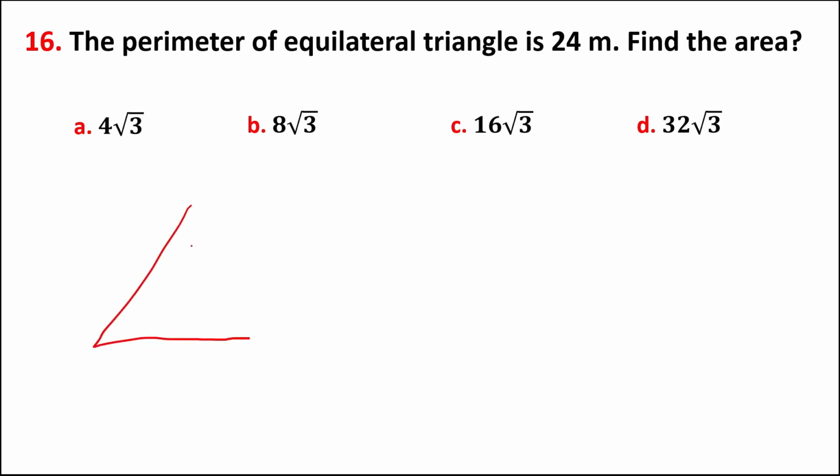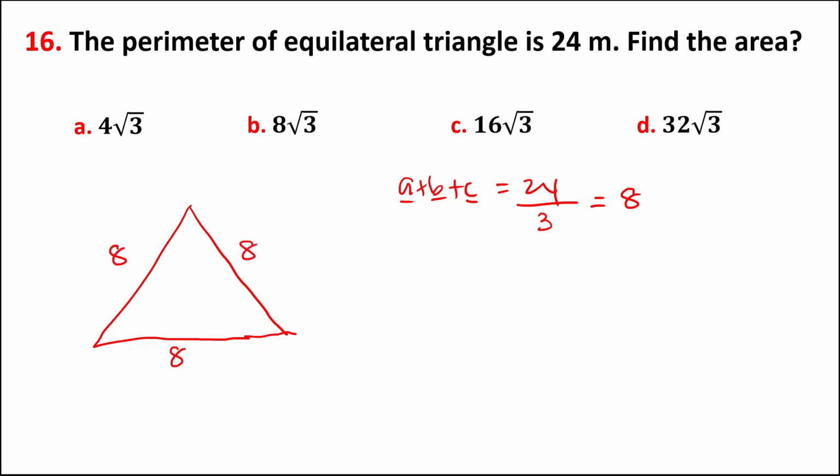Then for this problem, the perimeter of the equilateral triangle is 24. Since it's an equilateral triangle, the sides are equal, and the perimeter is A plus B plus C equals 24. Since these sides are equal, just divide 24 by 3. So each side is equal to 8. So this is 8, 8, and 8.